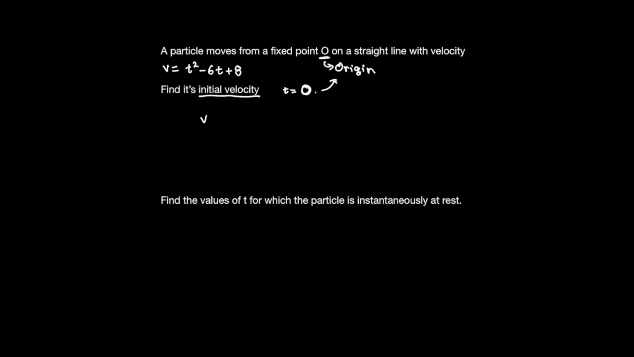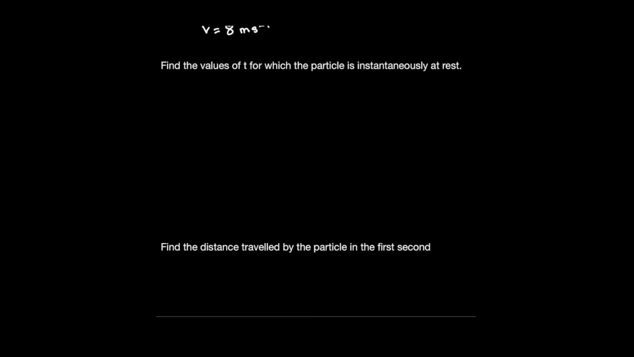Since we already know that v is equal to t square minus 6t plus 8, we just substitute t is equal to 0 into this, and we get 0 minus 6 into 0 plus 8. So v is equal to 8 meters per second. Usually, if they have given any information about the direction, you should probably include that in your answer. That was pretty simple.